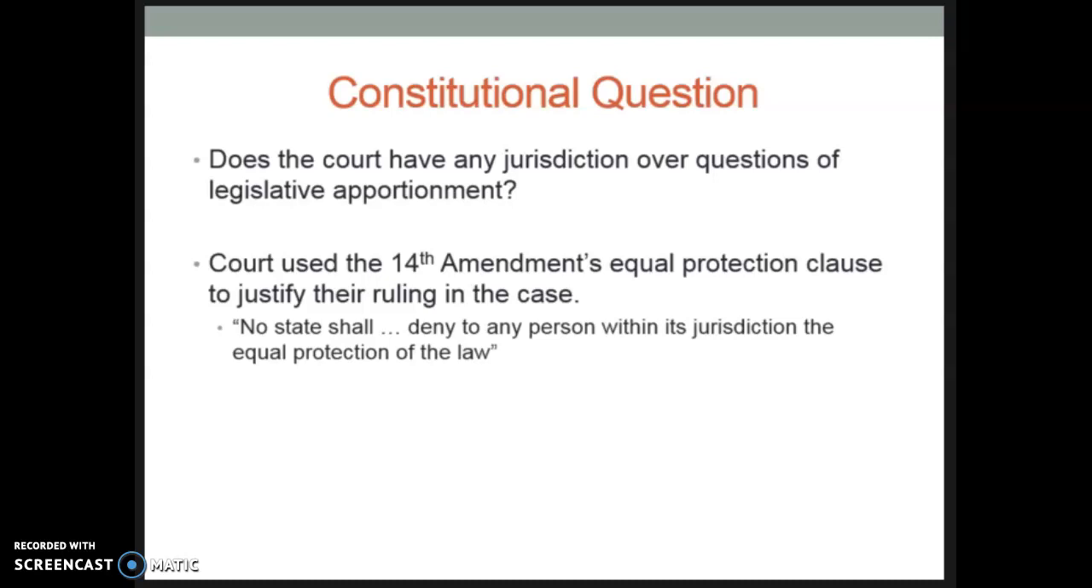So the court decided that they can use the 14th Amendment's Equal Protection Clause to justify their ruling. So they do have authority to rule in the case, and they decided that no state can deny to any person within its jurisdiction the equal protection of the law. Again, if you need to pause the video, you can.